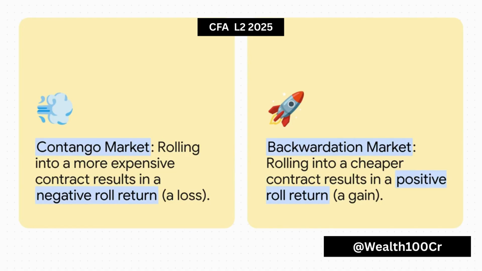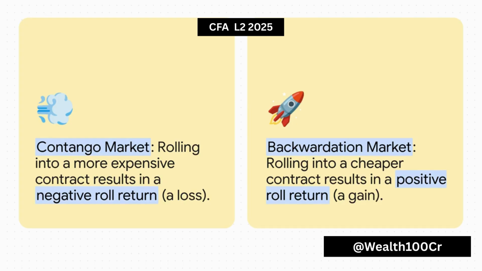And this is where the rubber meets the road for investors. Think about a contango market. The contract you're selling is cheaper than the new one you have to buy. So you're forced to sell low and buy high over and over again. That creates a negative roll return. It's like you're constantly running into a headwind that's just eating away at your performance.